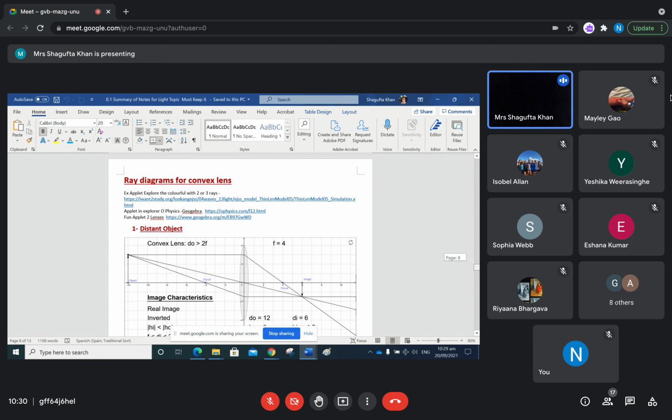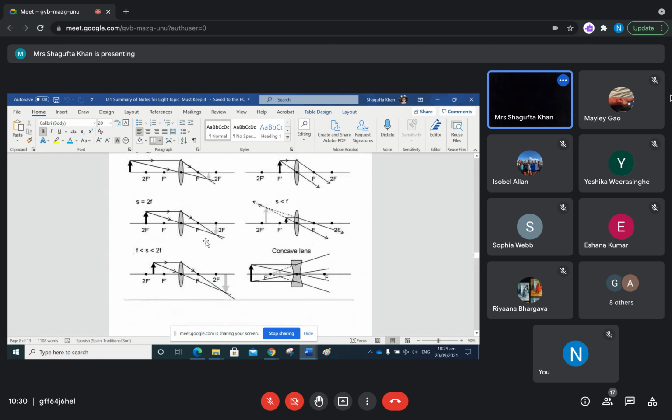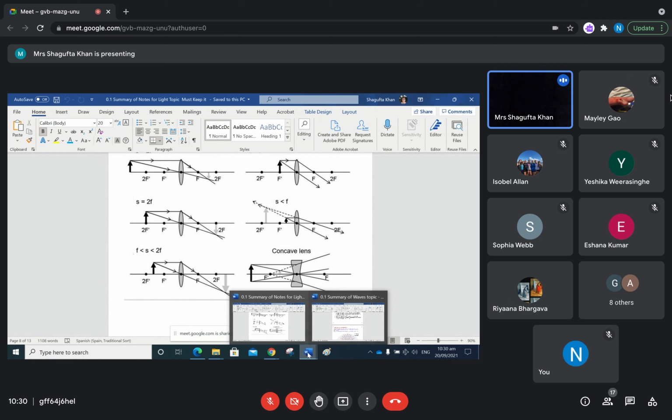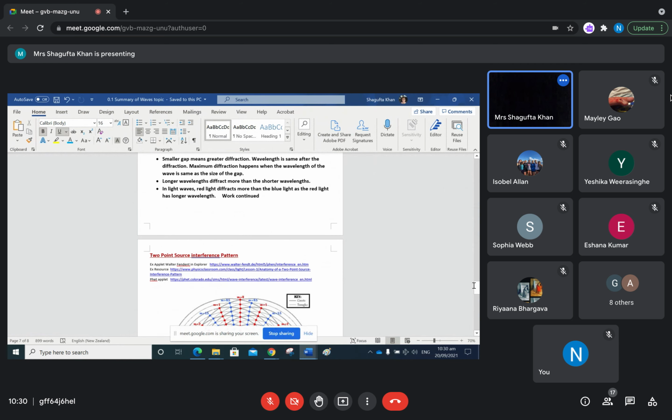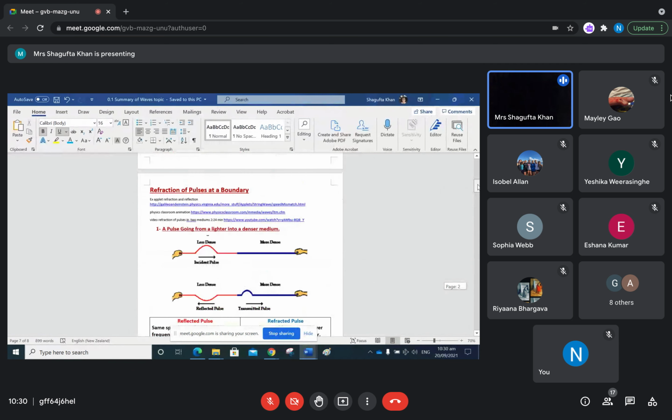Now these are some details. I don't have that much time to go through these. So this is like a summary of notes on light. Is everyone following so far? Yeah. Okay. Now I will just briefly show you some notes on the waves topic.